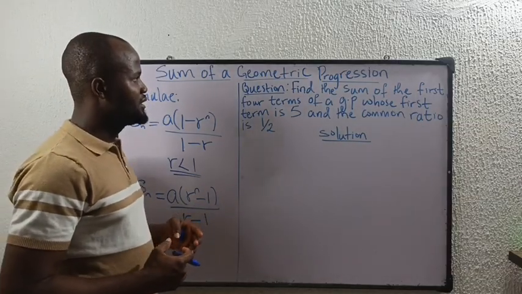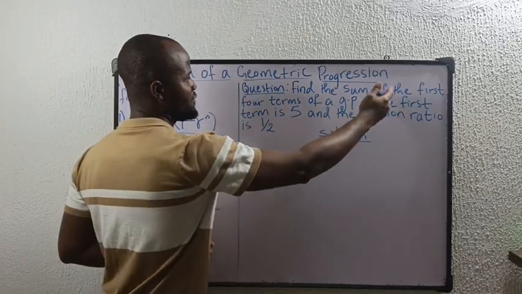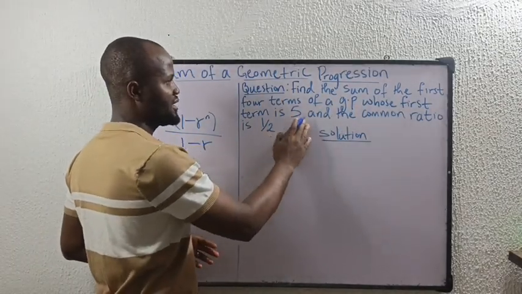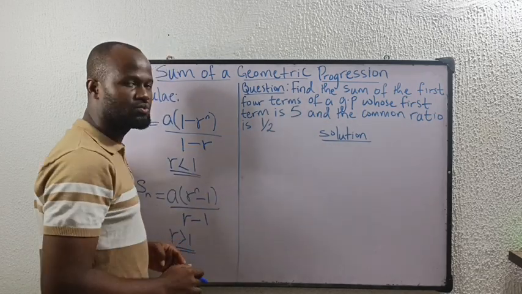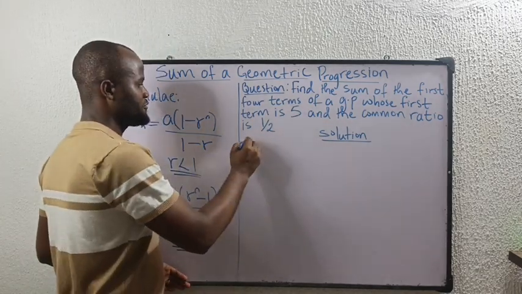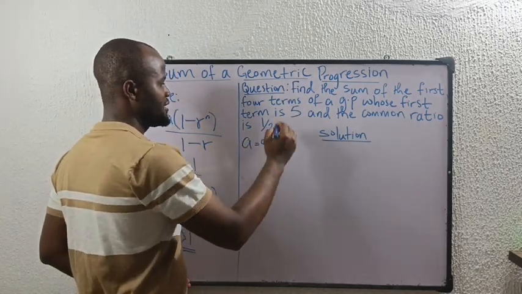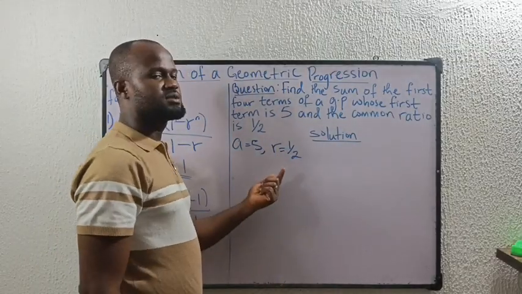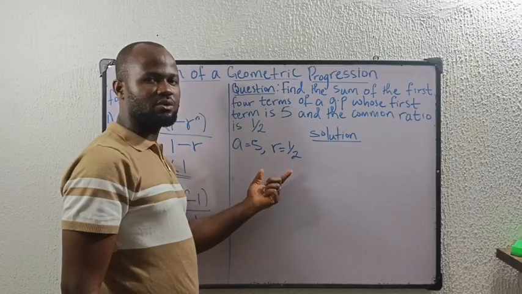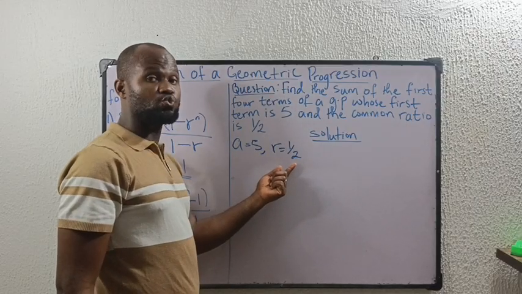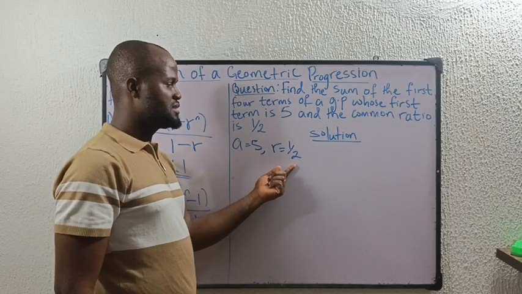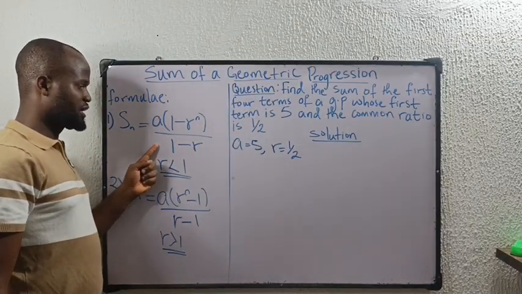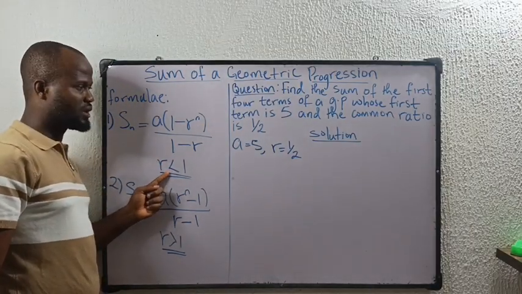Okay? Now, it says, find the sum of the first 4 terms of a GP whose first term is 5 and the common ratio is 1 over 2. Very simple question. So the first term is 5. The common ratio is 1 over 2. So the next question is, this common ratio, is it greater than or less than 1? As you can see, this is 1 over 2. That's half. So it is less than 1. That means we're going to use the first formula in which the common ratio is less than 1.